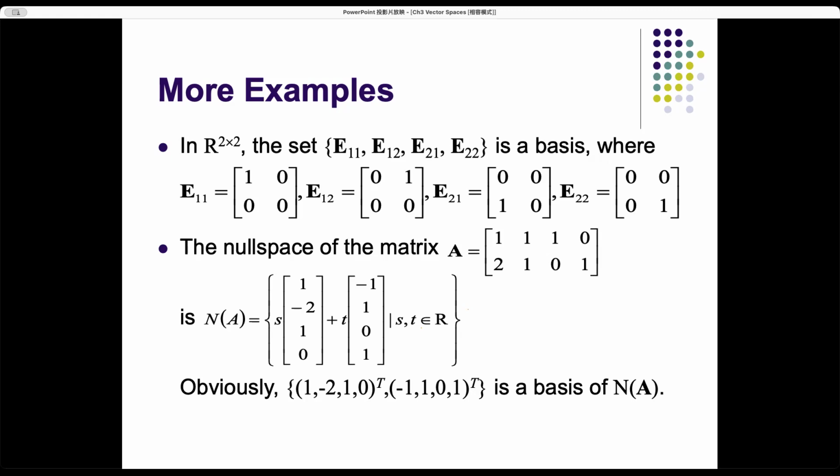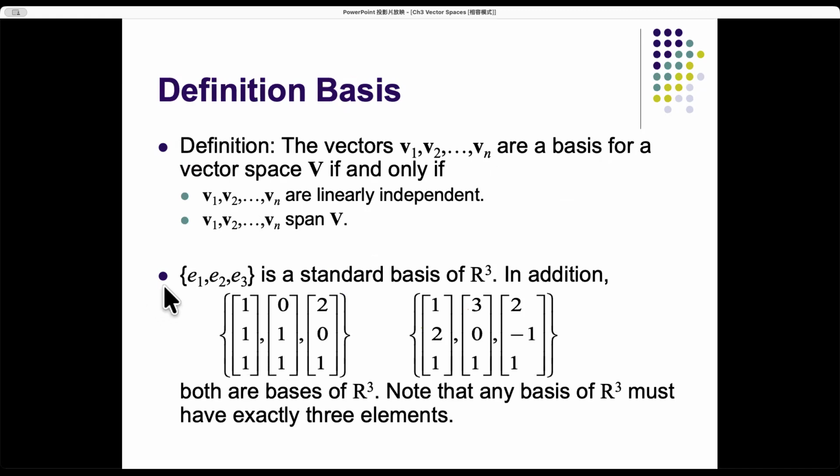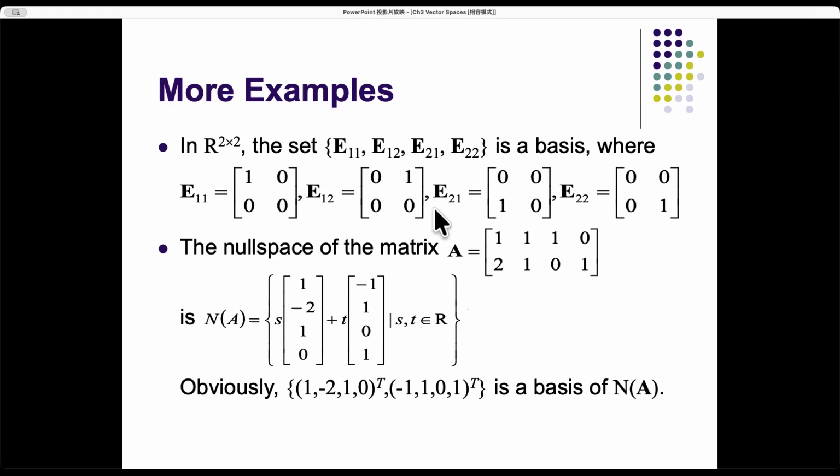It's similar to why E1, E2, E3 is a standard basis of R3. The argument will be similar. And you could say this set of matrices E11, E12, E21, E22 is a standard basis for R2 by 2, if you want to say that. It's similar.